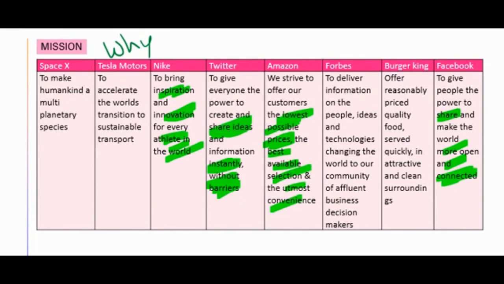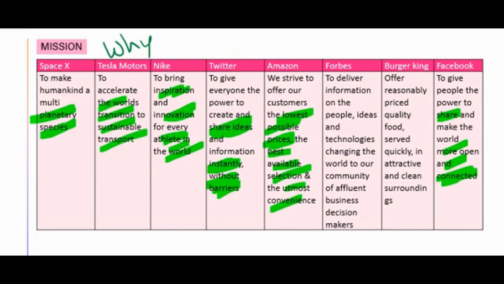So let's take another example, SpaceX. Now it is becoming a well-known company to make humankind a multi-planetary species. So they want to take you to the moon. They may do so in the future, right? And let's take another example, Tesla Motors. What Tesla Motors says: to accelerate the world's transition to sustainable transport. This is why they have created this business, Tesla Motors, electric cars, right? Which we discussed in the vision statement as well.